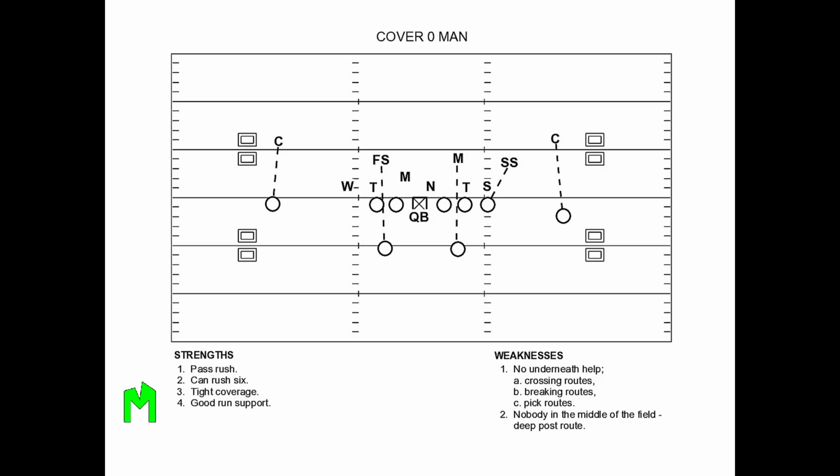Cover 0 man is pure man-to-man coverage with no deep safety help, allowing for an aggressive pass rush, sometimes with 6 rushers. This tight coverage can disrupt timing, but it leaves the middle of the field open, especially vulnerable to deep post routes and routes that exploit the lack of underneath help.